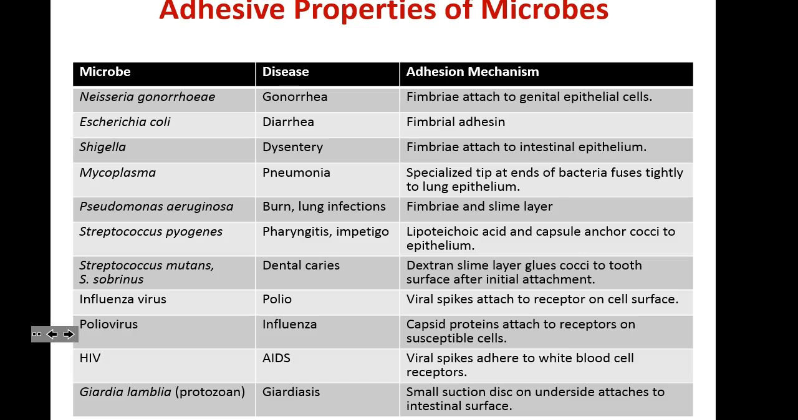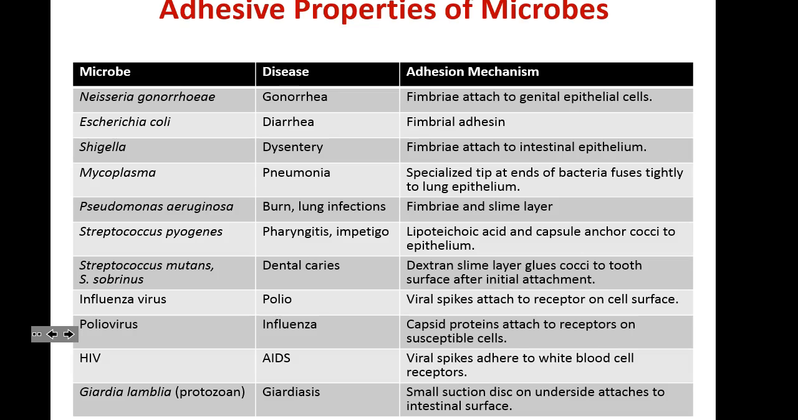Sores, bumps all over your body, most commonly on the legs and arms. Streptococcus mutans and Streptococcus sobrinus are involved with diseases of the mouth, dental caries.